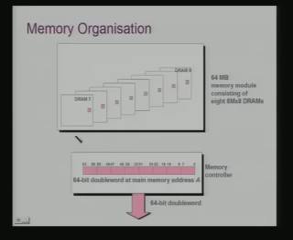So, what is being shown is how multiple DRAM modules can be organized together to provide a double word, or a 64-bit data word, for the CPU.